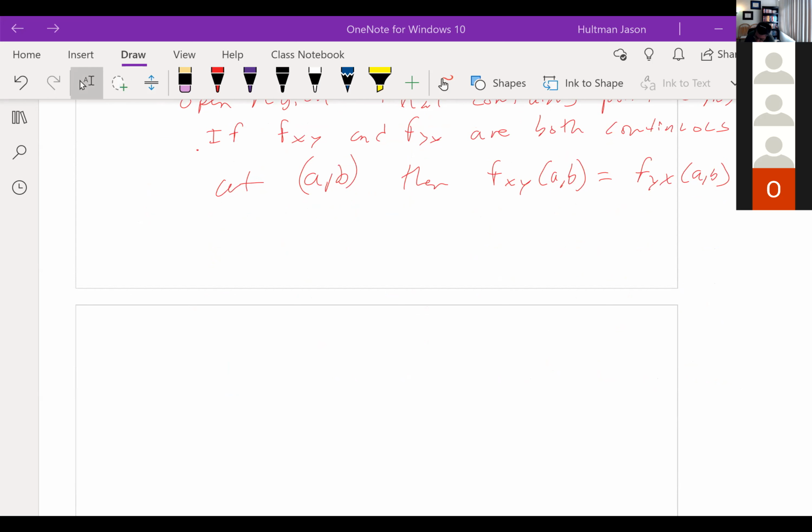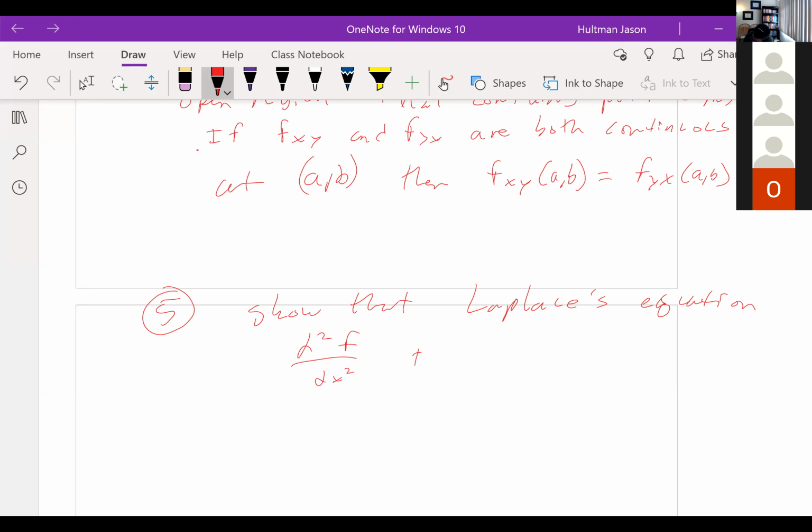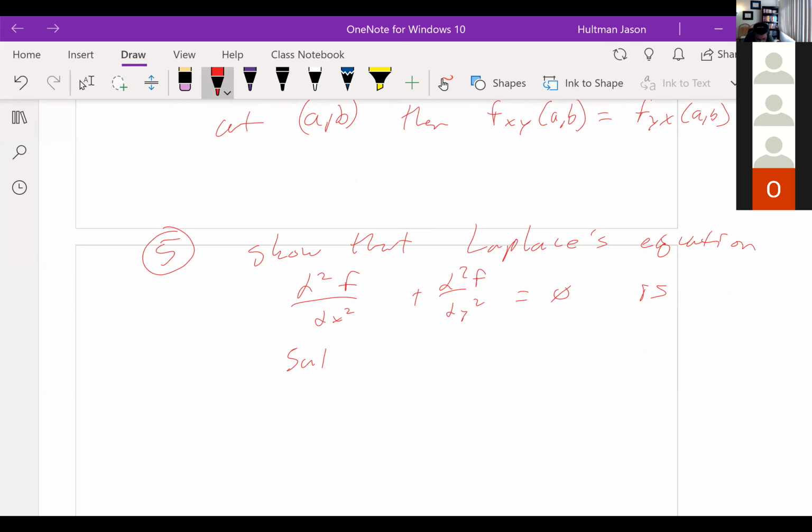Okay, number 5 here, I think. Okay, show that Laplace's equation, d squared f over dx squared plus d squared f over dy squared equals 0, is satisfied for f of xy equals e to the x sine y.